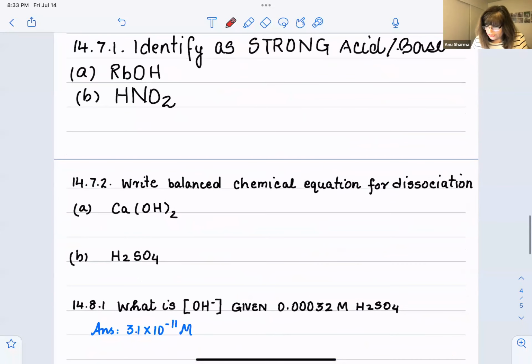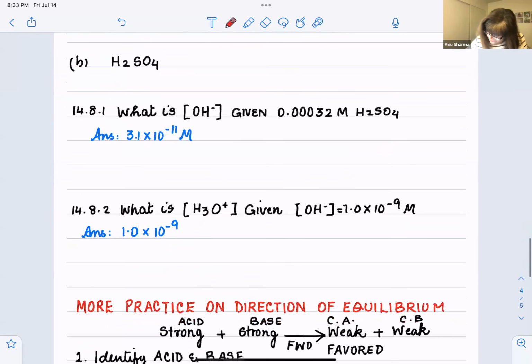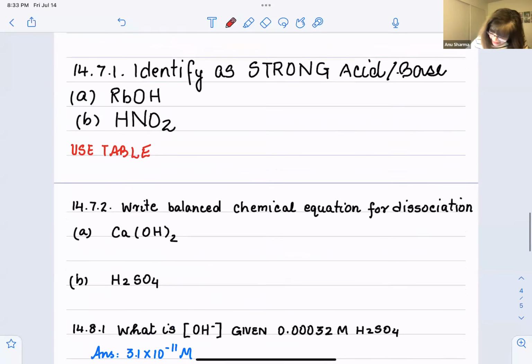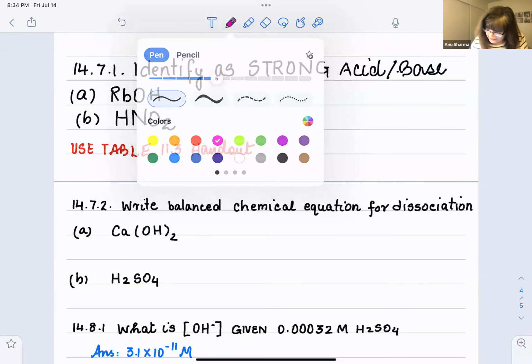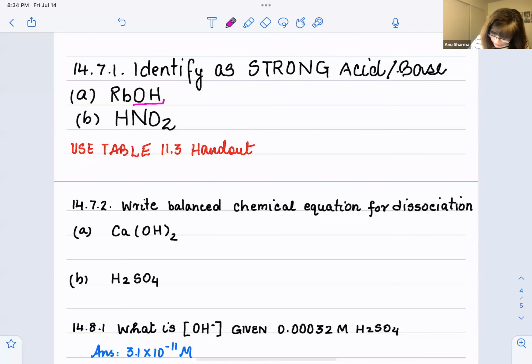Next is identify the strong acid. Which one is a strong acid? Now here, I would say use table 11.3 in the handout. First thing is that anytime you have OH, it is always going to be a base. So this is a base.